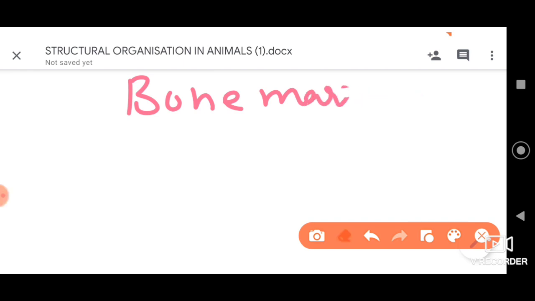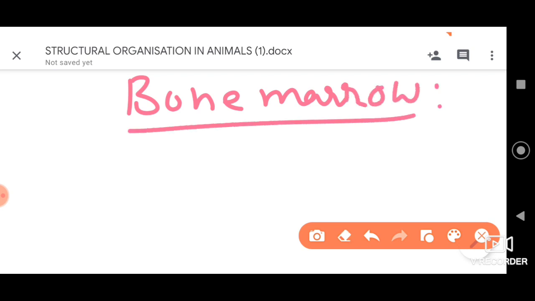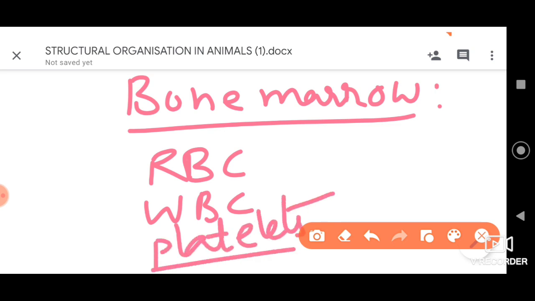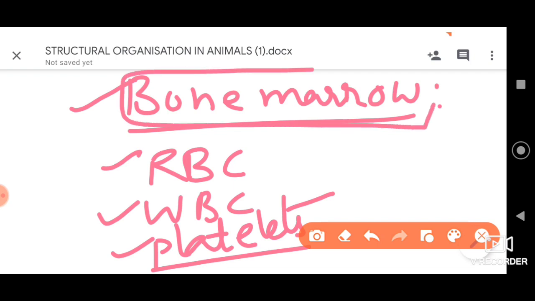for the production of RBCs or red blood cells, WBCs, white blood cells, as well as the platelets. Are you getting my point, children? So RBCs, WBCs and platelets, almost all the blood cells are formed in the fatty tissue which is present in the bone marrow cavity of bones, called bone marrow. So this is very important for us to understand.